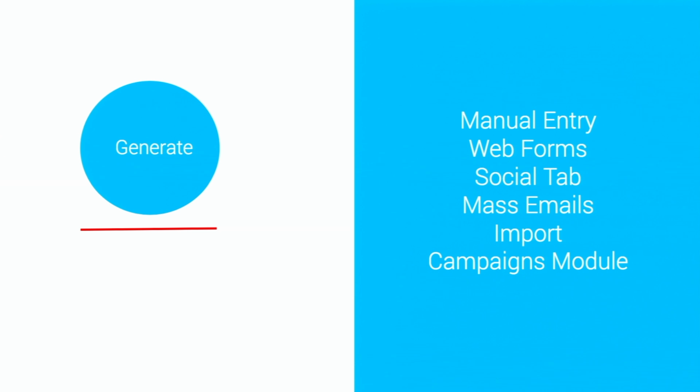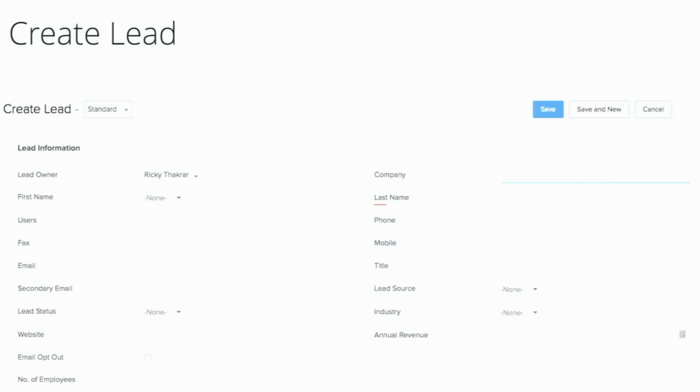So the campaigns module is there to track any marketing activity whatsoever. Zoho Campaigns is mainly for email marketing. So to create a lead, click on the leads module, hit the little plus icon, and then you get this page to fill in. This page can be completely customized.